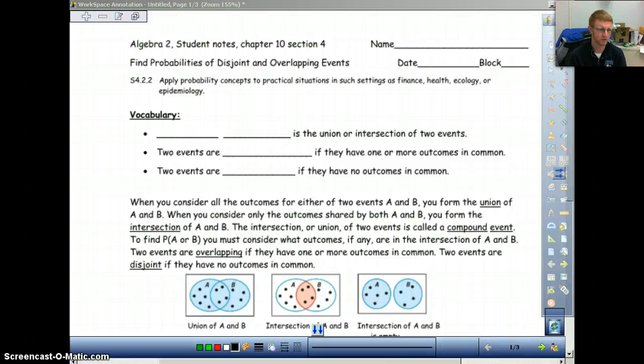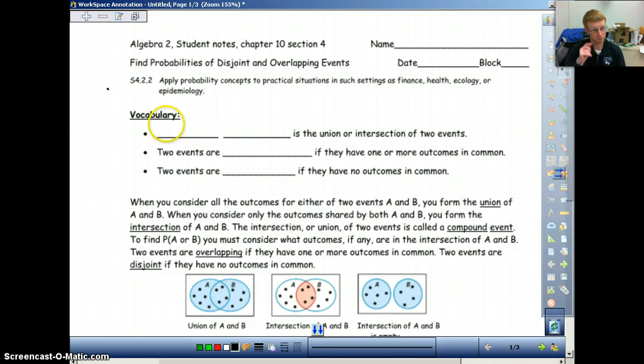This is Chapter 10, Section 4, which is going to be finding probabilities of disjoint and overlapping events. So in the last section, we did an introduction to probability, basic stuff. So we're going to get into a little bit more detail here. It'll be a little bit more complex. There are going to be parts of this that may get confusing. Just try and focus in on some of the things that are confusing, rewatch where needed, and I'll try and go slow through some of it.